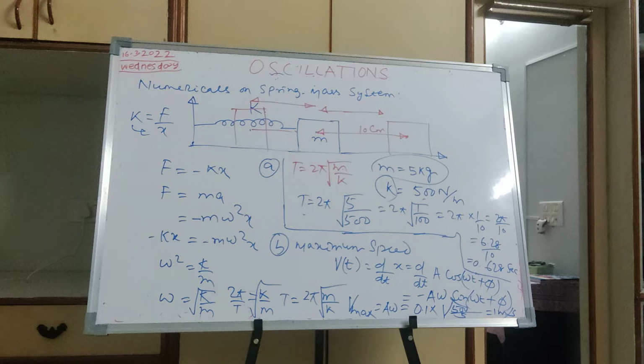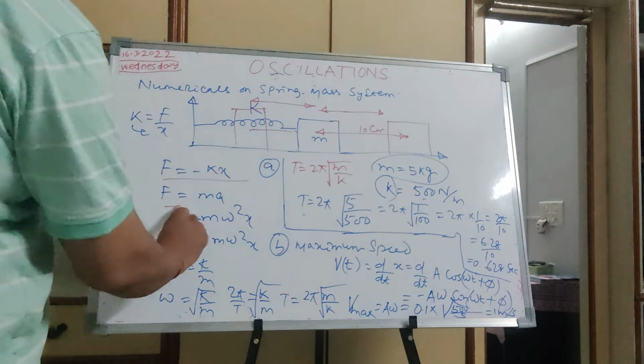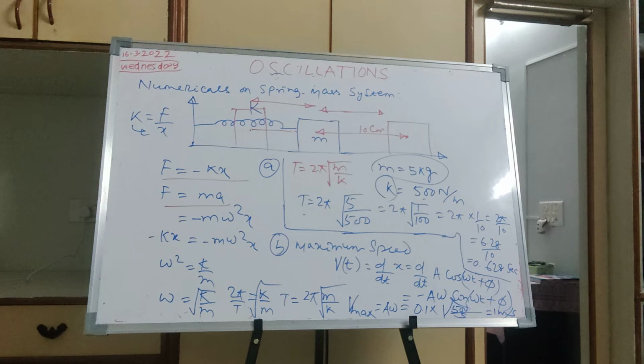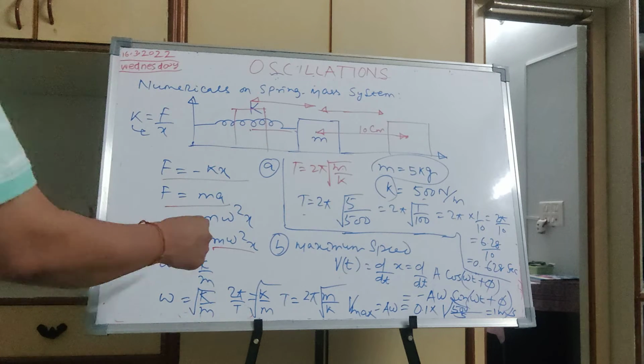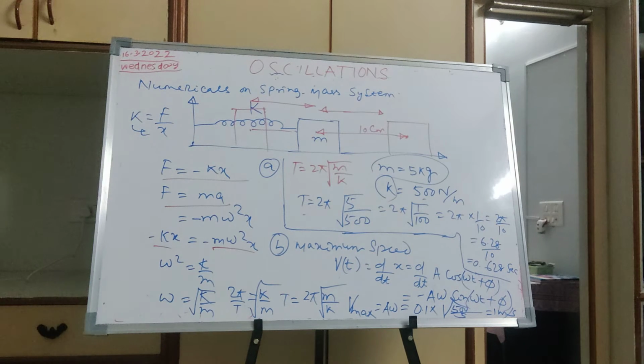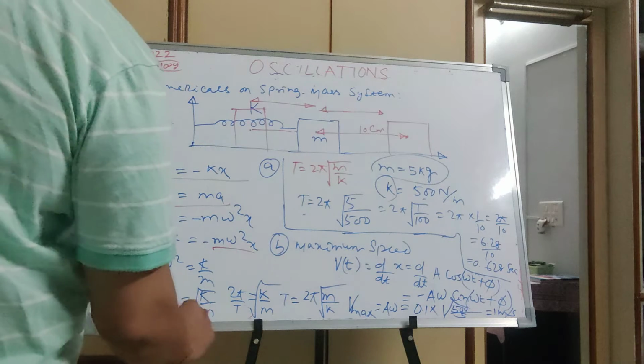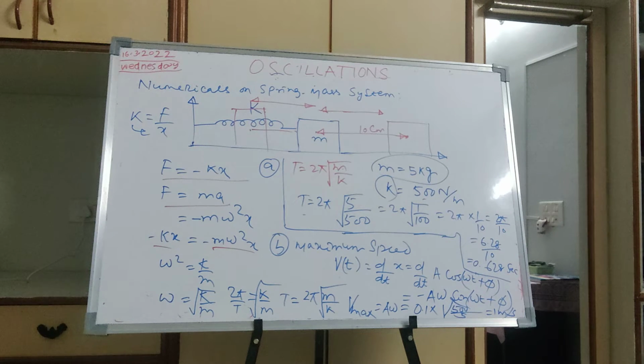So we'll find out the time period. You can easily derive that also in case of confusion. How is the derivation? F is equal to the restoring force, and again F is equal to mass into acceleration by Newton's second law of motion. When you compare these two forces, minus kx is equal to minus m omega square x. The minus signs cancel, x cancels, so omega square is equal to k by m, and omega is equal to the square root of k by m.